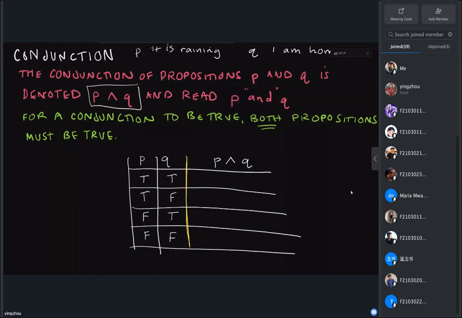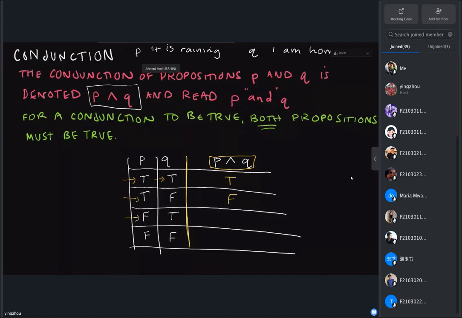So this says P is true, Q is true. It is raining and I am home. The only way for P and Q to be true is for both P and Q to be true. And that is the case here. True, true, so P and Q is true. For the rest of the rows, this row represents, it is raining, I am not home. So that's false because they're not both true, because I'm not home.